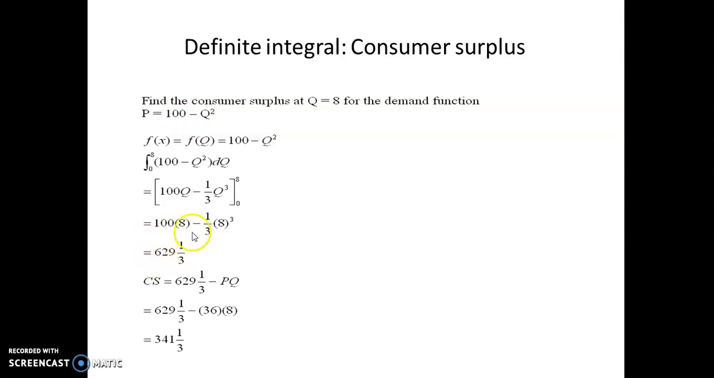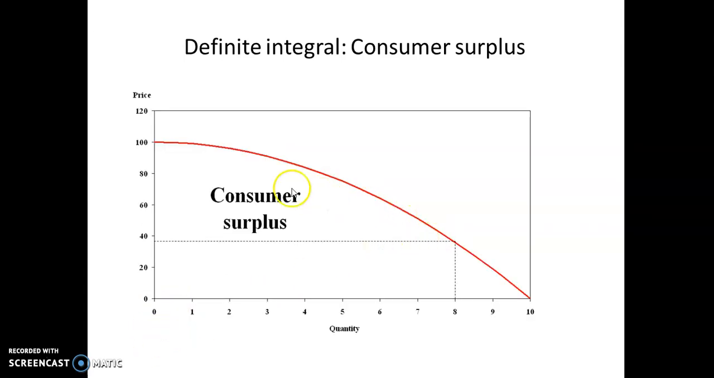So therefore, if I take this area and I say minus the product of price times quantity, it gives you that sort of square shape at the bottom, and 36 times 8. If I subtract that from this entire area, what I'm left with is my consumer surplus. And that is what you have. This is your consumer surplus for that particular function.